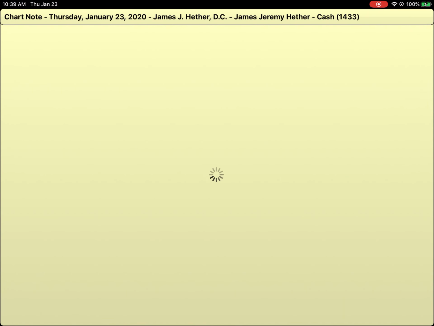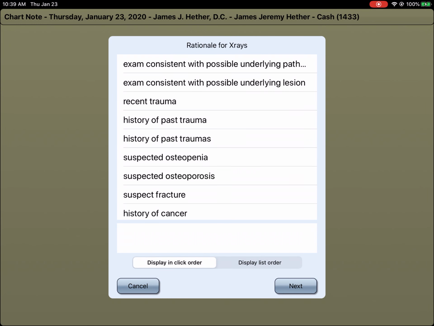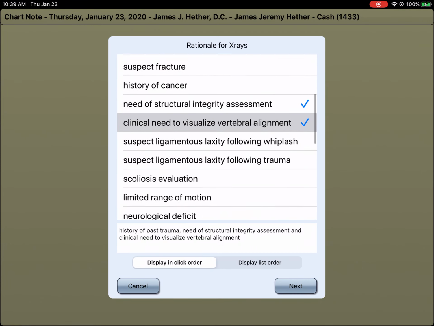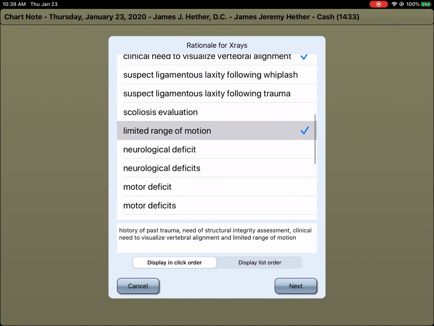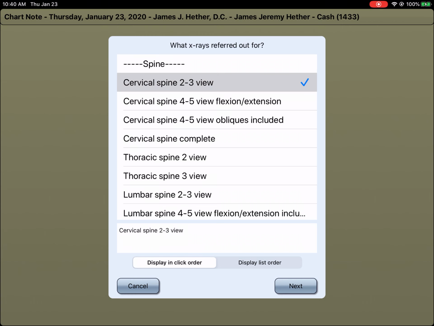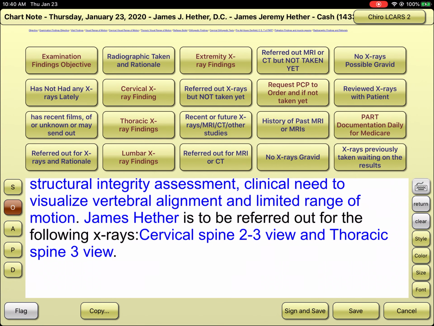The patient denies having had any recent x-rays, so I'm going to send them out or take x-rays on my own. Why? Well, they have a history of past trauma. I want to see the areas that we're looking at, and they have limited range of motion, even though they did not have any neurological deficits or motor deficits or anything else that would warrant a need for x-ray. We're going to send them out for cervical and thoracic x-rays. Bam. We are done with our orthopedics.